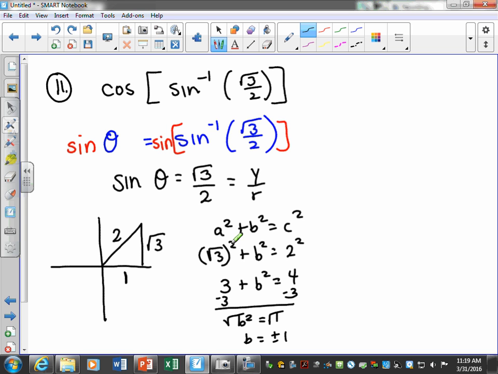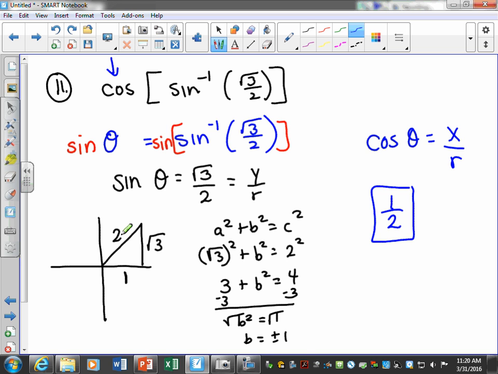Okay, with all that being done, we remember we're looking for the cosine of theta. So what is the cosine of theta at that position? We said cosine of theta is defined by your x over your r. So what is our x value? 1. And what is our r value? 2. So the answer to this is 1/2.